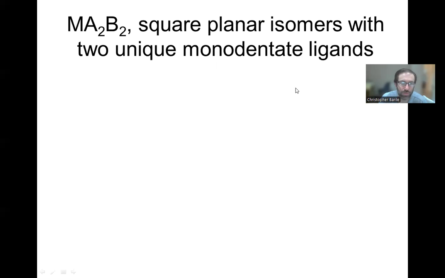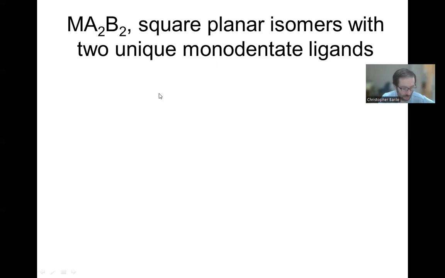Yeah, in this video, we will be discussing the two MA2B2 square planar isomers. So A and B represent two unique monodentate ligands, and M is the central atom. Typically, that's a transition metal. So first, how do you figure out these structures?